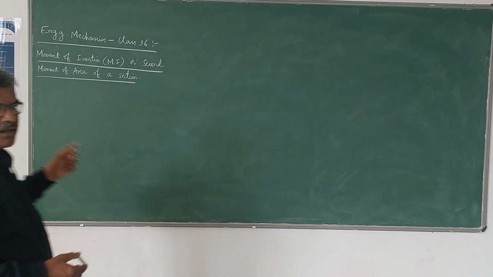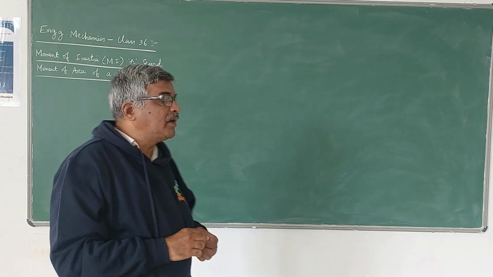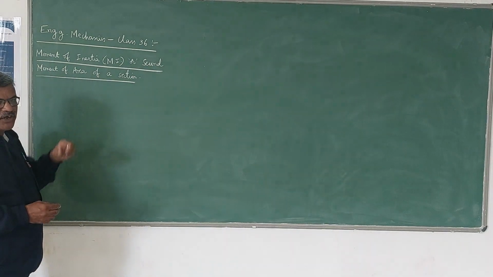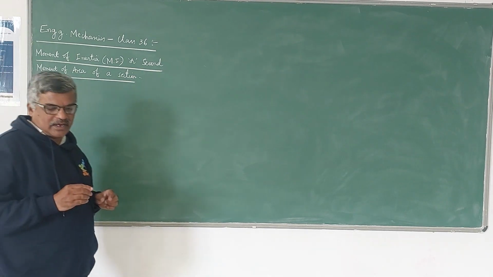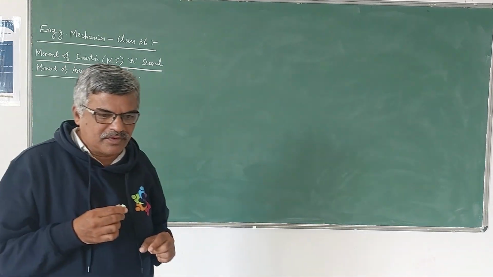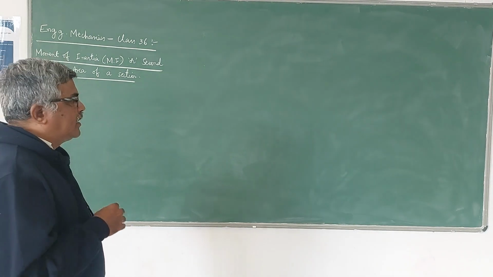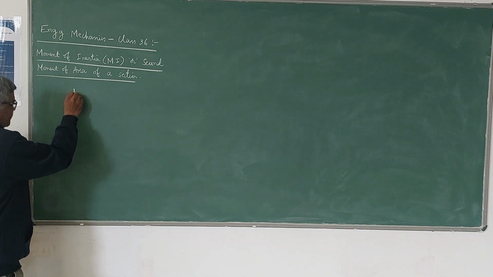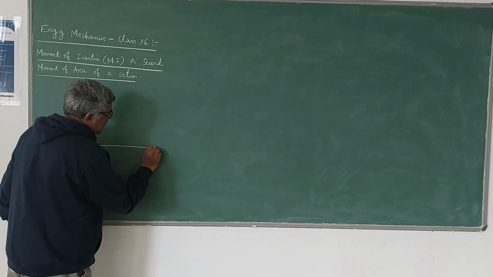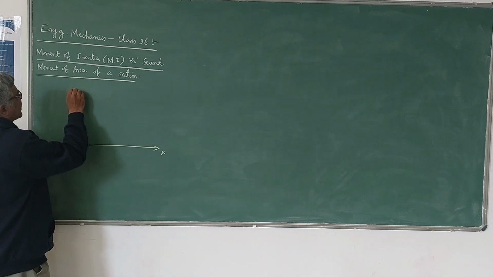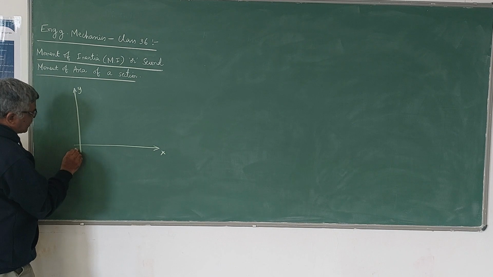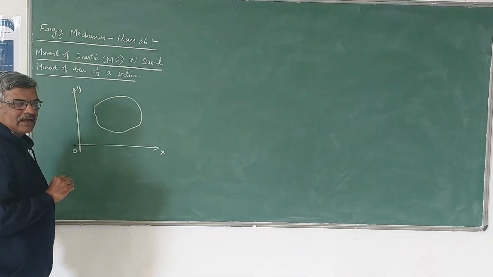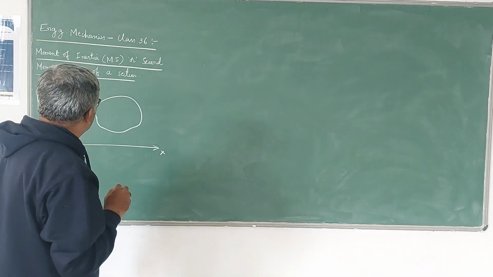In this class, I will explain the concept of moment of inertia (MI), or second moment of area, of a section. In the earlier classes, we have defined the centroid. Now, to define the moment of inertia of a section, I will consider a plane figure, that is, a two-dimensional figure. It can be a rectangle, triangle, circle, whatever it is, two-dimensional.